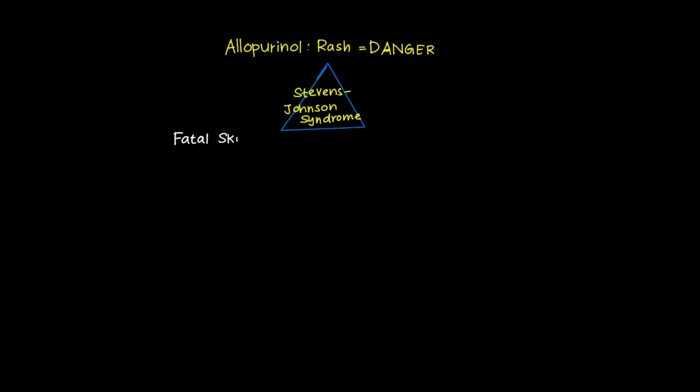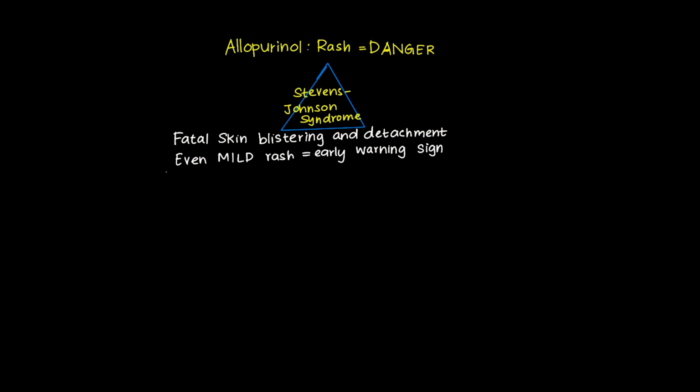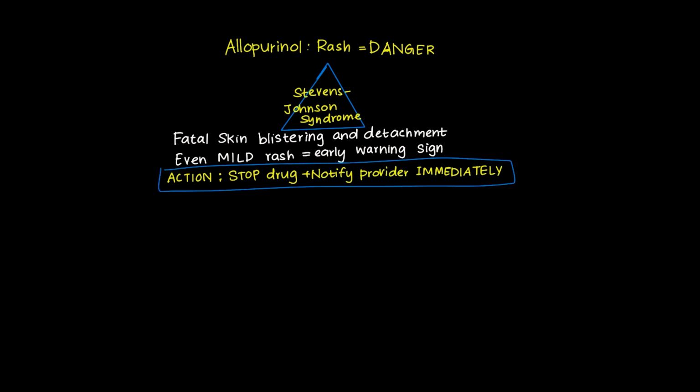The patient is on allopurinol for gout prevention and develops a mild skin rash. This might sound minor, but with allopurinol, even a mild rash can be the opening act for Stevens-Johnson syndrome. Stevens-Johnson syndrome is a potentially fatal dermatologic emergency where the skin and mucous membranes develop severe blistering and start detaching from the body. It can kill. The rash is the early warning, and the window to act is before it progresses. The instruction is clear: stop the medication immediately and report to the provider right away.